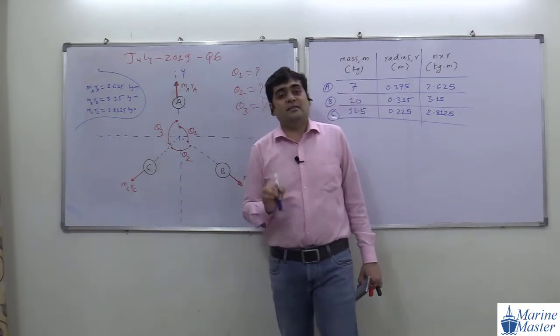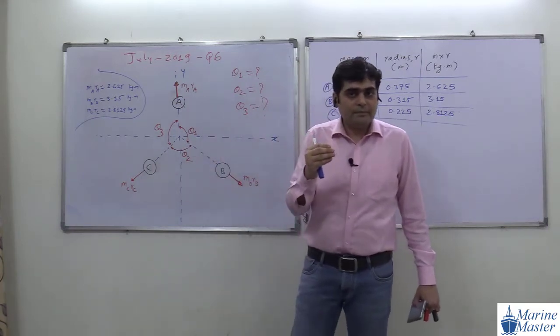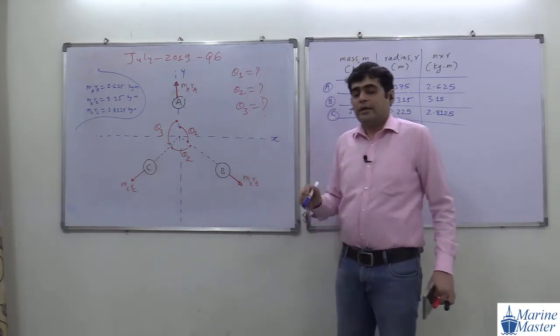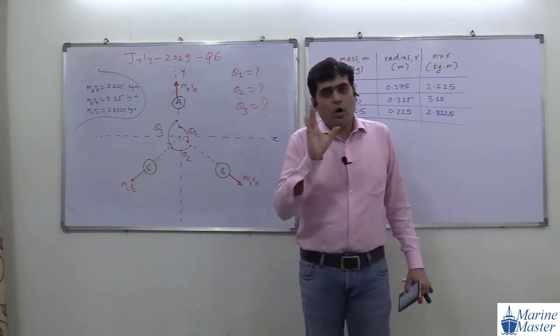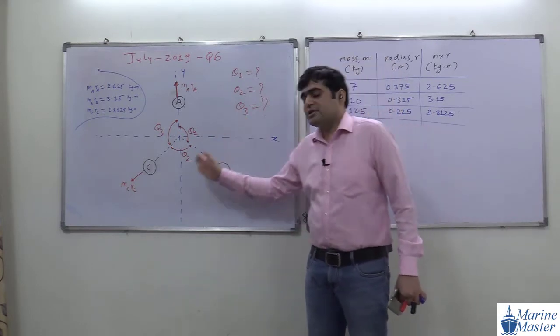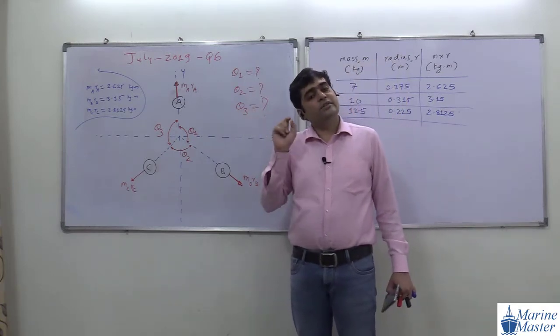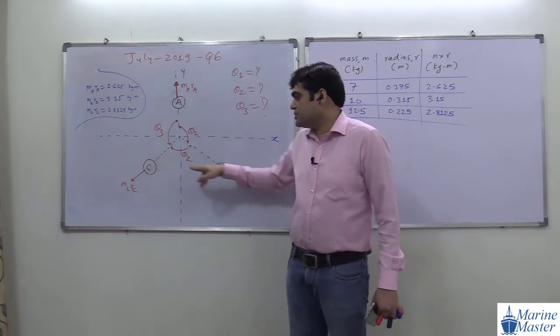And what is meant by balance? This system is in equilibrium. Now this system is coplanar, concurrent and in equilibrium. How many forces are here? 3 forces. First force, second force and third force.